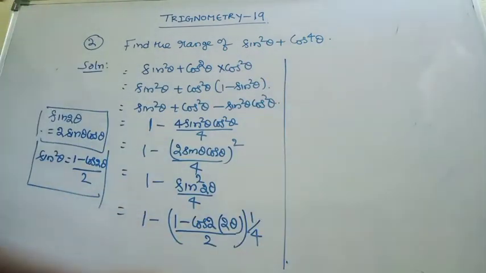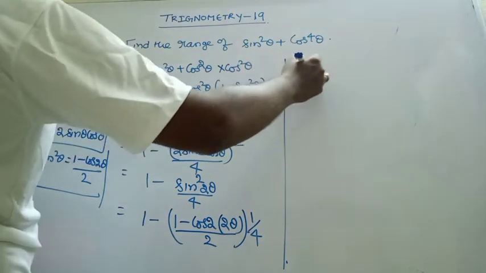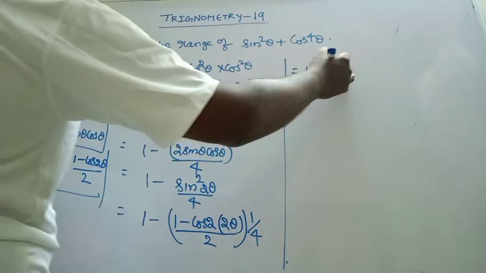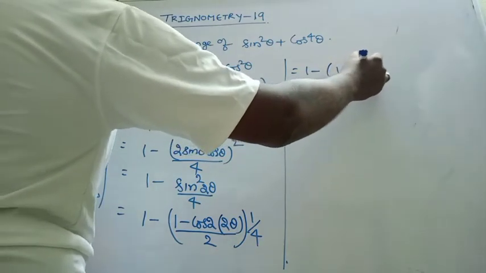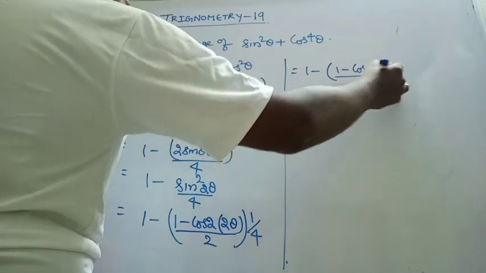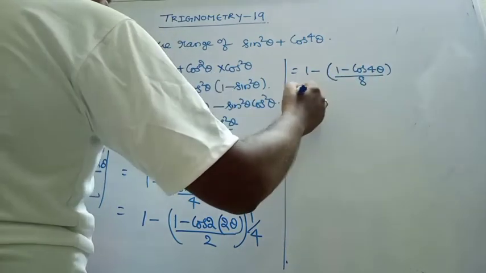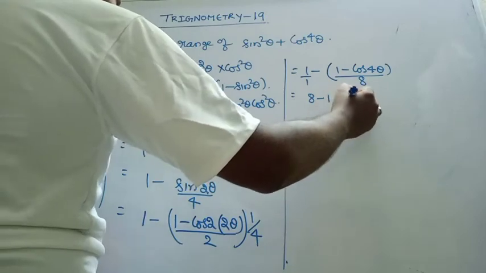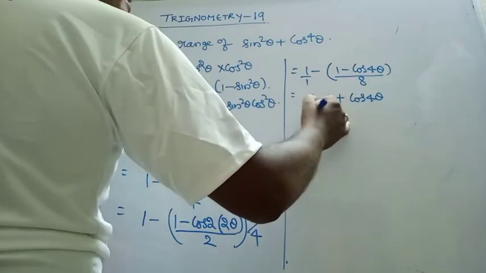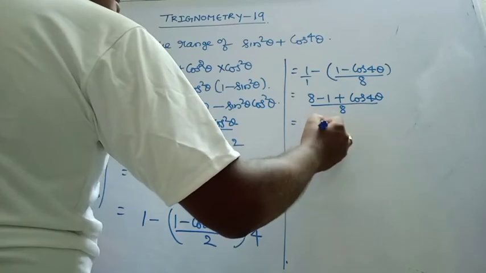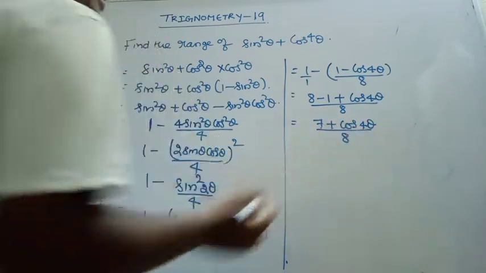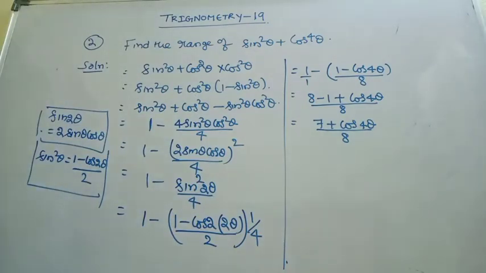If we simplify this part, this is equal to 1 minus (1 minus cos 4θ) divided by 8, you are having like this. Now (8 minus 1 plus cos 4θ) divided by 8, like this. Now (7 plus cos 4θ) divided by 8, like this, right? 7 plus cos 4θ by 8.